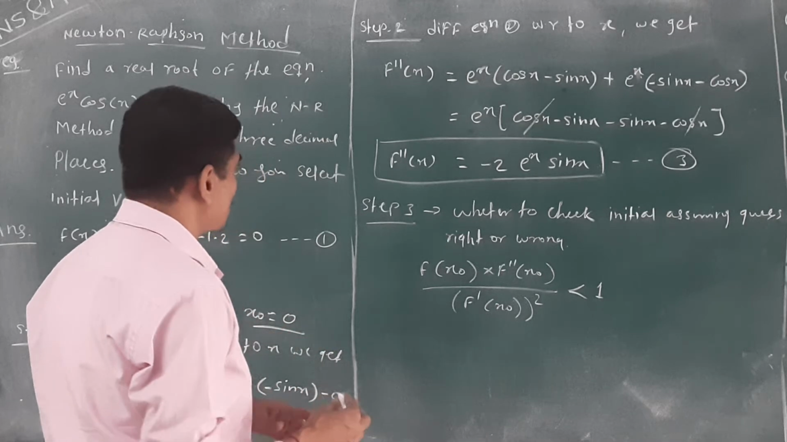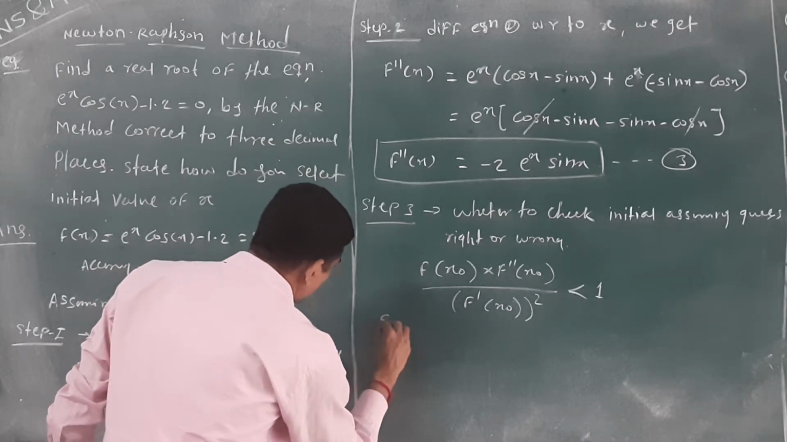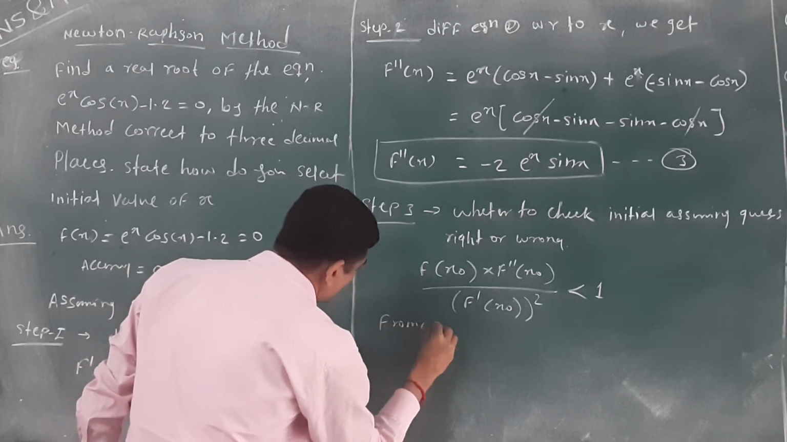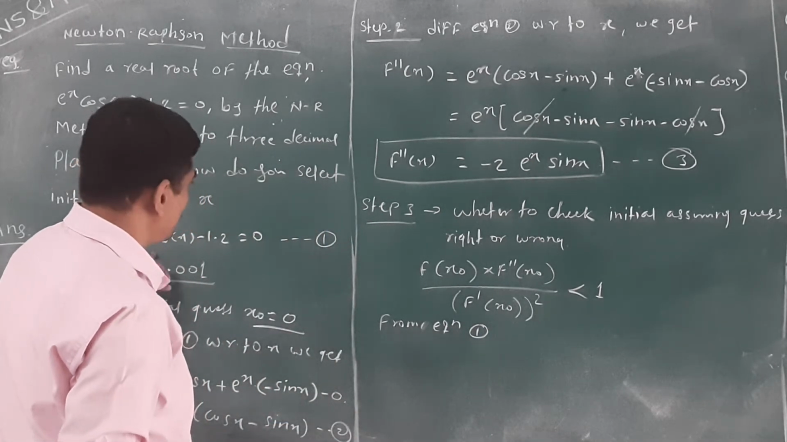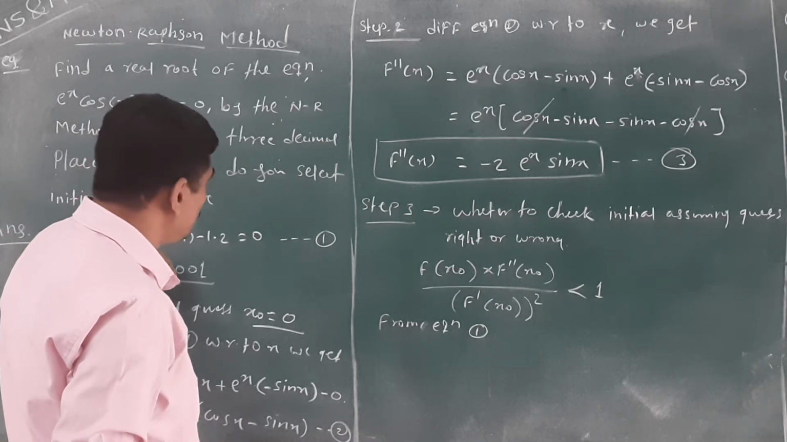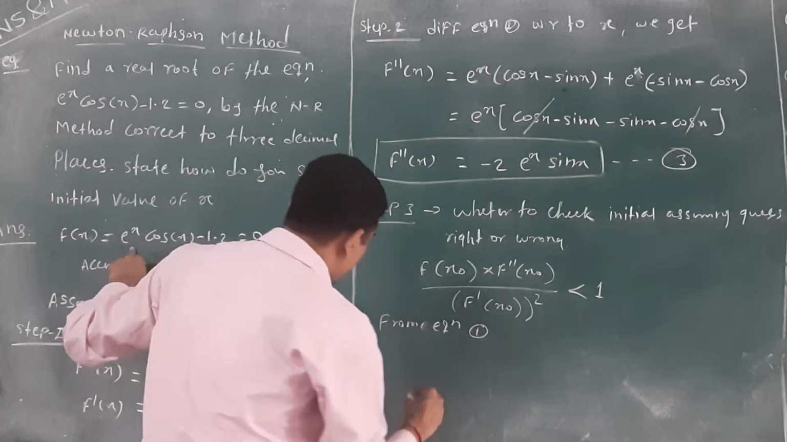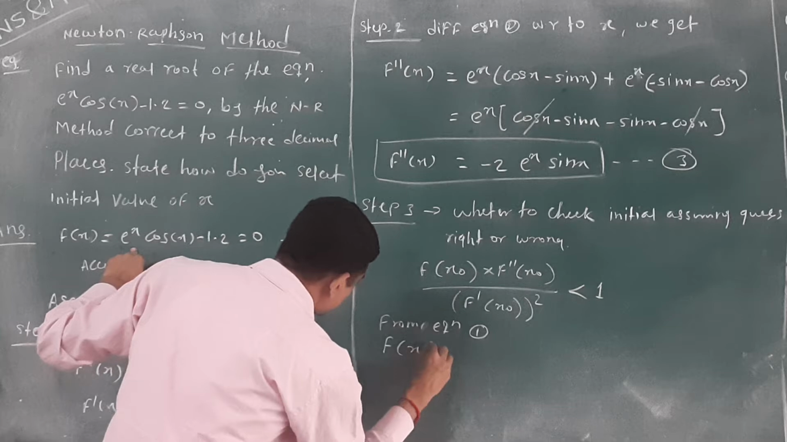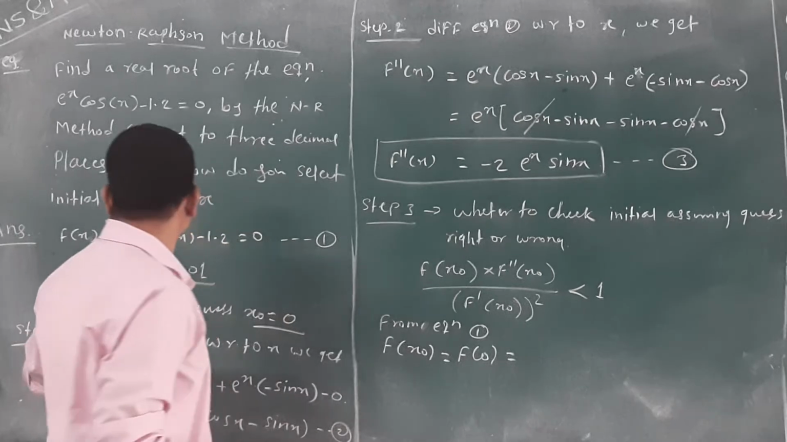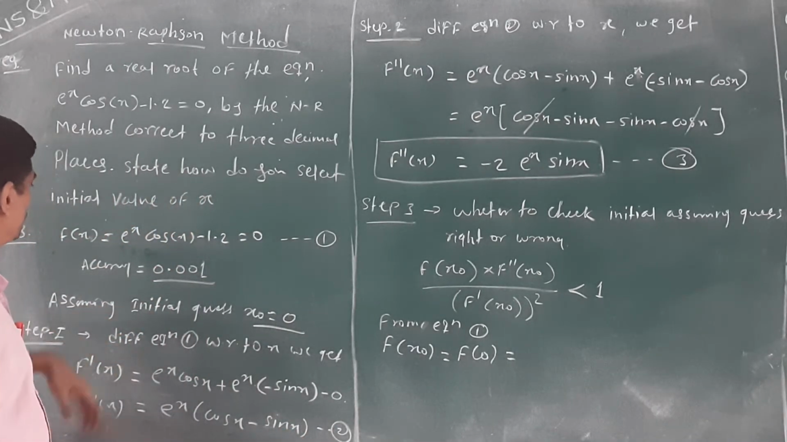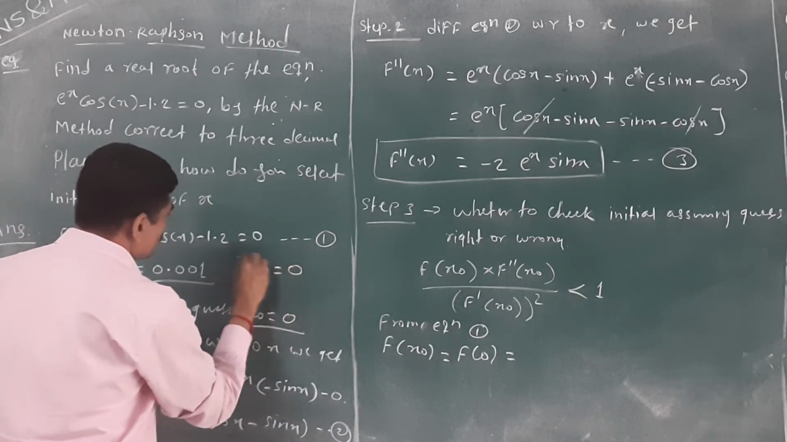Okay, from equation 1, check what is equation number 1. From equation 1, f of x0 is equal to f of 0, where you put x equal to 0. What is the assumption? x0 is equal to 0. Okay, here we have assumed that x0 is equal to 0.